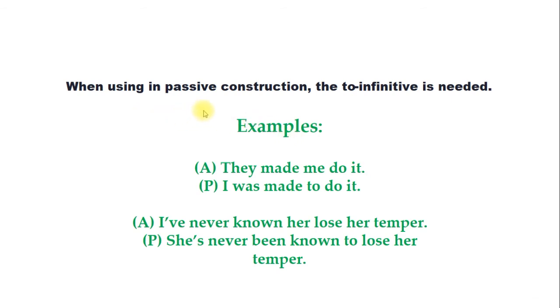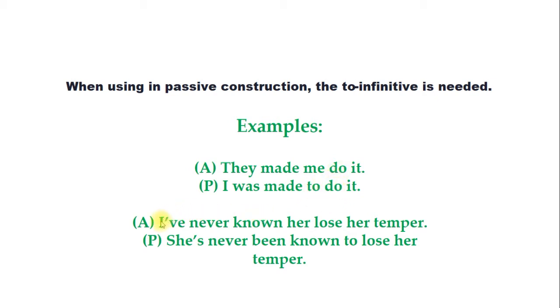When we use this pattern in passive construction, the same pattern is applied where we use the to-infinitive in its passive construction. For example, in an active sentence like they made me do it, the passive becomes I was made to do it. I comes from me, and then was is the auxiliary of the simple past tense, and then made, that's the past participle, and then followed by to-infinitive, to do it.